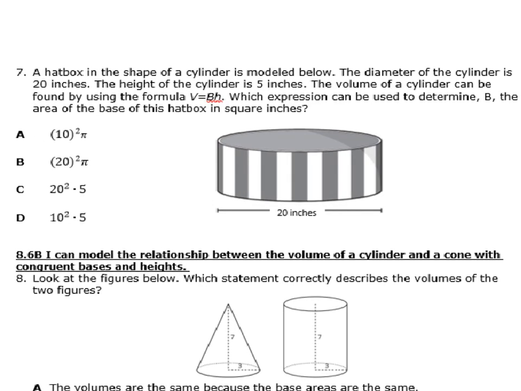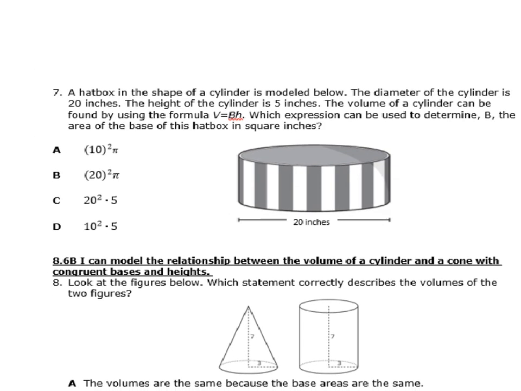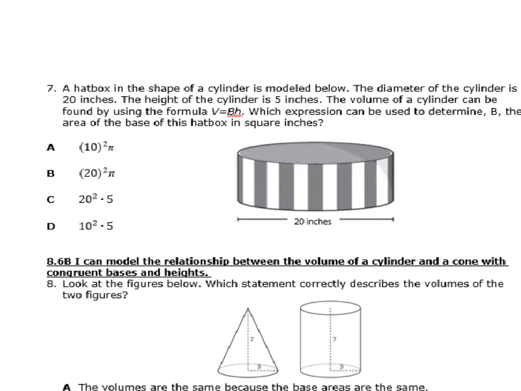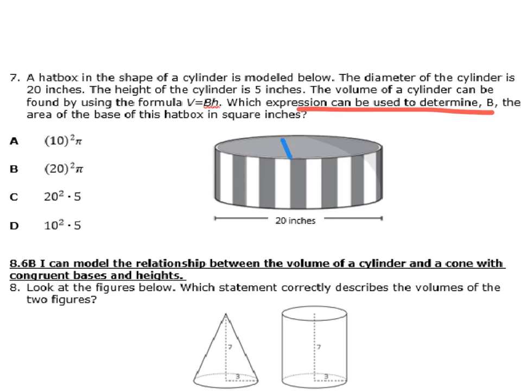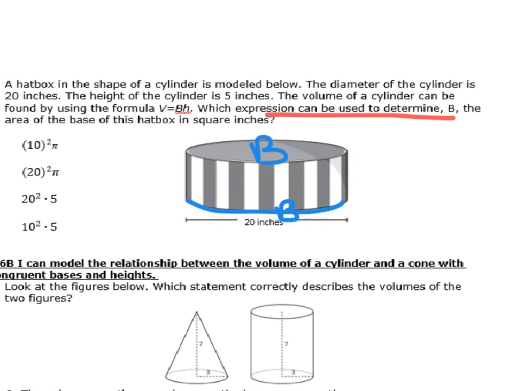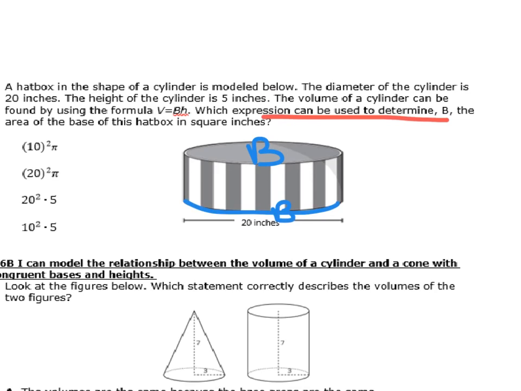So we're going to look at our information and what it's asking us. It's not asking us to solve for the volume. It's asking which expression can be used to determine capital B. Well, capital B is not just my base. It's the area of a base. And if it's a cylinder, then that means my base is a circle. So the area of a circle, capital B, is going to be pi r squared. That's my formula for area of a circle. We can see that under the area section of our formula chart.